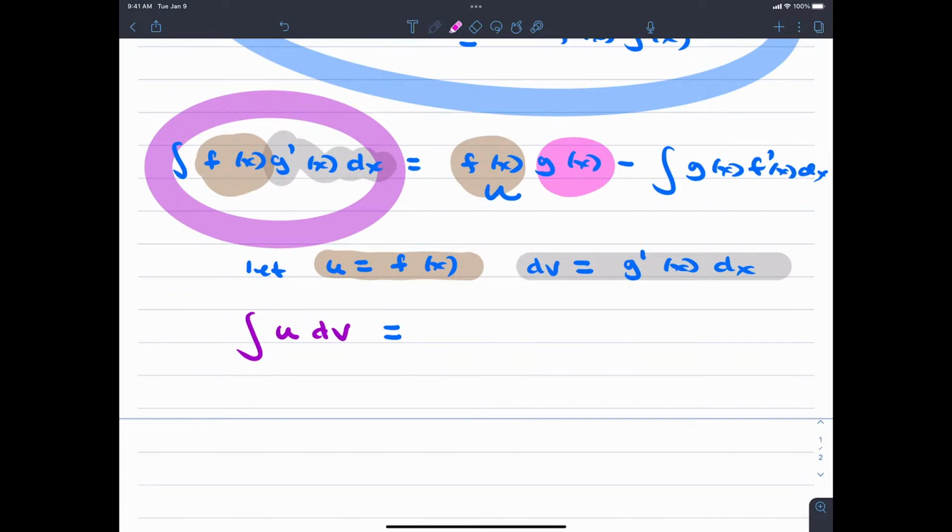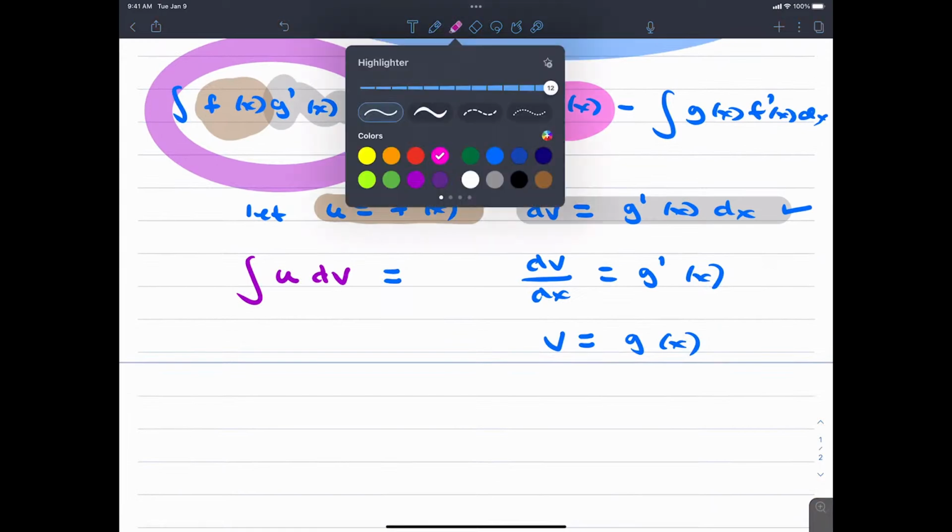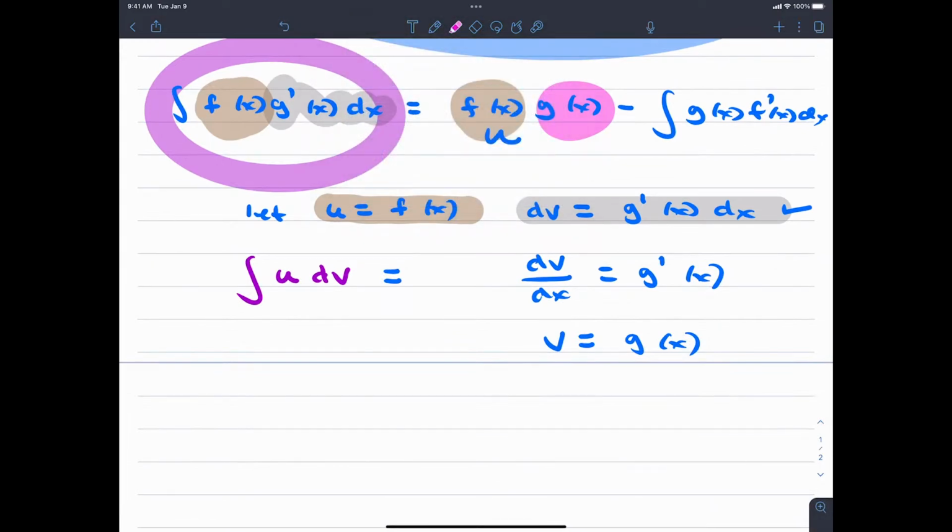So g, ladies and gentlemen, go focus on the gray portion here. If dv, right in here, is g prime x dx, I want to say this is dv dx. What they're really saying is v is going to be g of x. And that color, I guess, is pink now. So this will be my v.